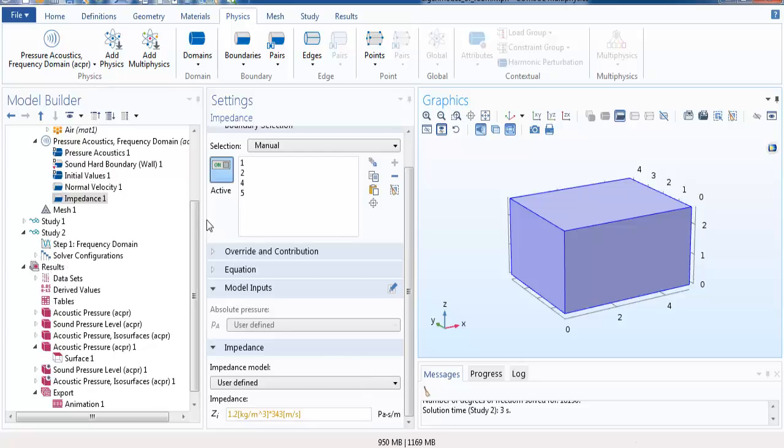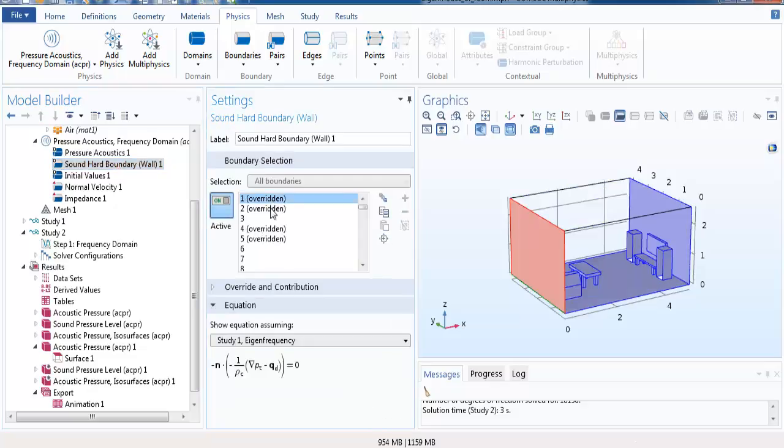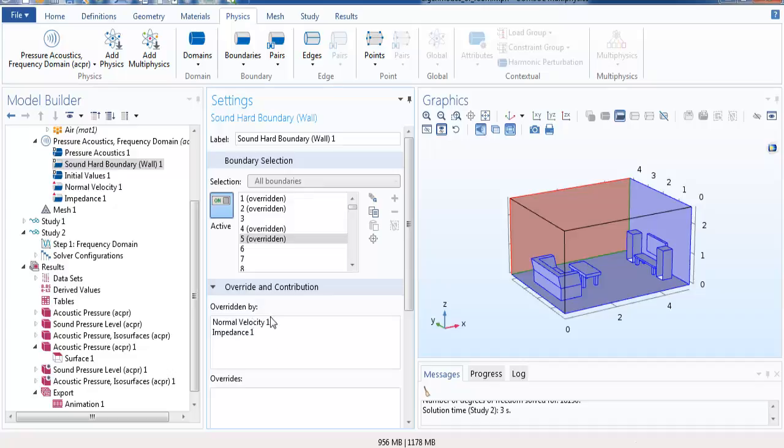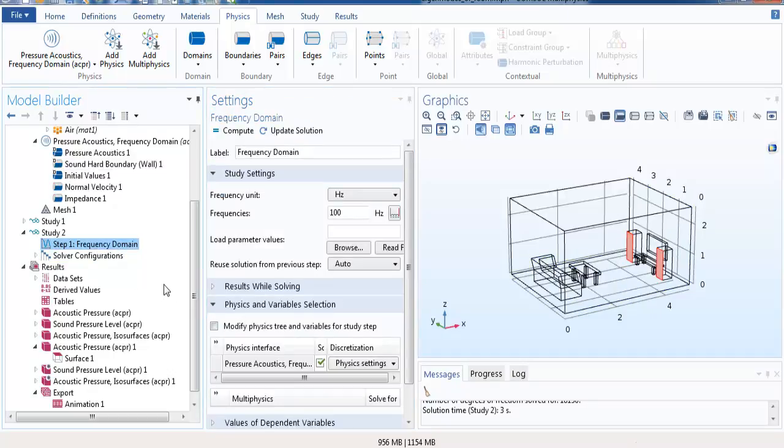Having changed the conditions, first of all, let's just look at some of these other nodes. Remember, initially we had sound hard boundaries set up, but we've changed the conditions of some of the walls. So if we go back to that node, you'll see that several of these boundaries are now overridden. That's because another physics node has come and set them there. And if we open up this tab, it would tell us what's overriding. So the two speaker fronts have been overridden by our normal velocity node, and the walls have been overridden by our impedance node, and we can even click on those to show which is which. So if we go back to our frequency domain study and run that again, remember we're working at 100 Hz.